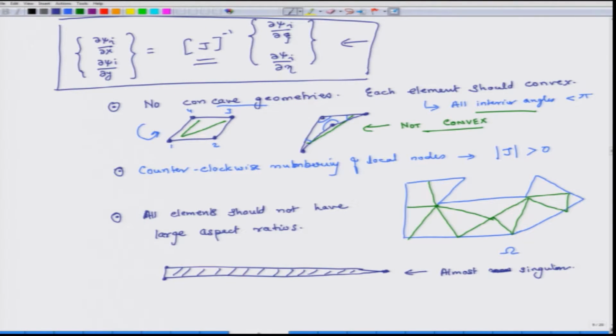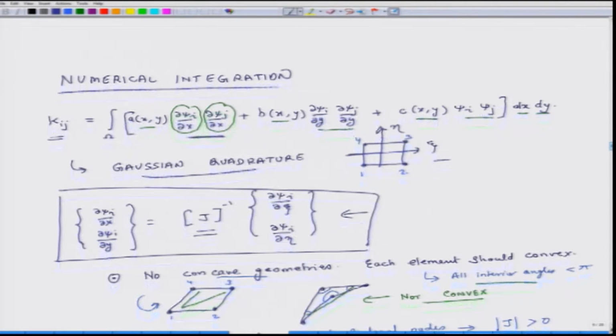This is what we had learnt, not last week, in the 6th week, that it becomes almost singular. So, we should avoid elements with very large aspect ratios, this is important. Otherwise, our computational accuracy can really degrade very fast. So, with this understanding, we know how to calculate these parameters which are in green circles.